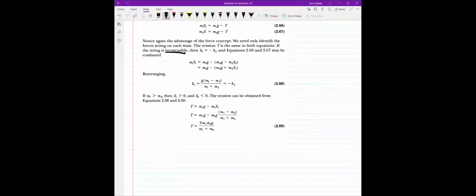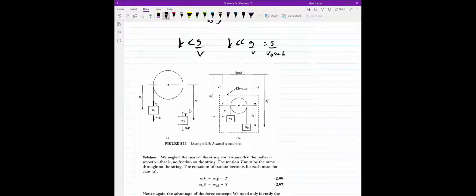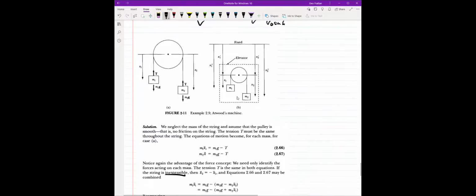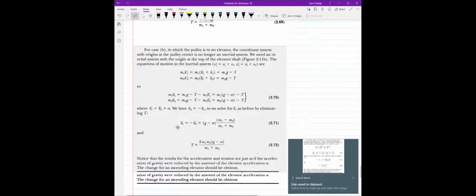So that's basically for case A, where there's no elevator. So it's just a simple Atwood machine, right? But now what happens if we add an elevator and some stuff is fixed? Well, in this case it's a little bit more complicated, but not really. And the result simplifies pretty nicely.